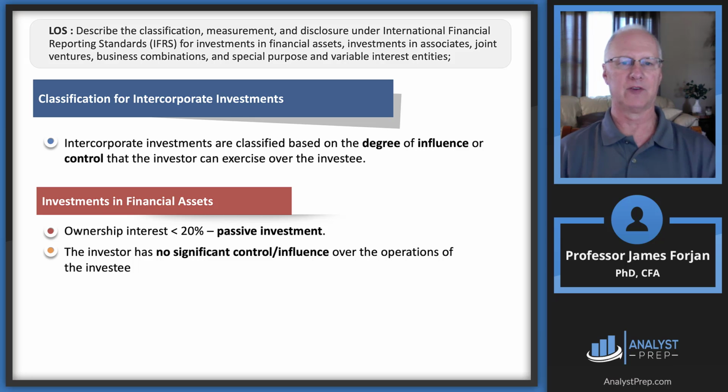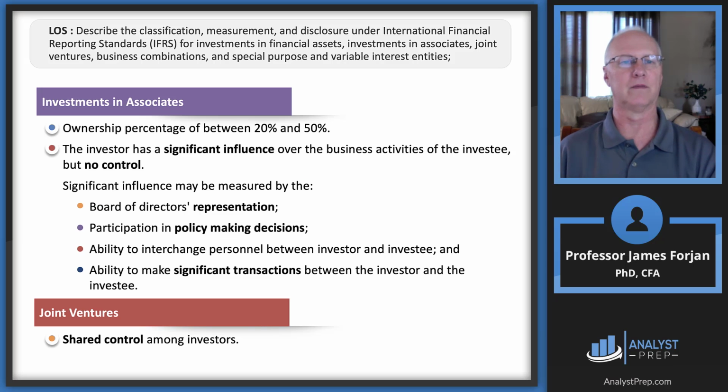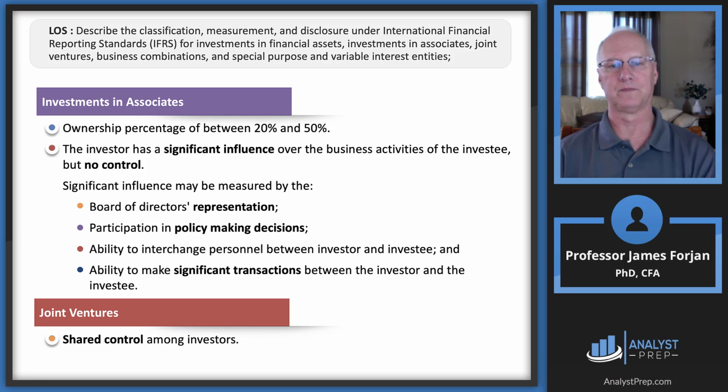Investments in financial assets. This is one classification. This is ownership 20% or less. This is passive investment, no control or no influence. Now, of course, remember that the SEC requires you to report this if you have 5% or greater. Investment in associates is kind of one of the intermediate categories where you own between 20 and 50%. So you don't have control, but clearly you have enough of an ownership percentage that you can have substantial or significant influence.